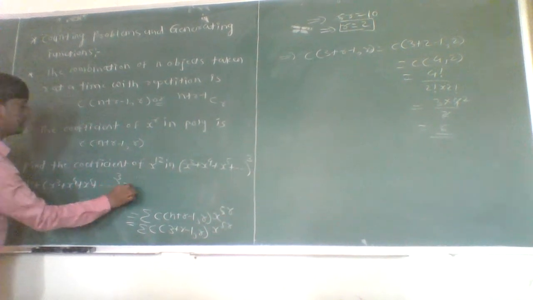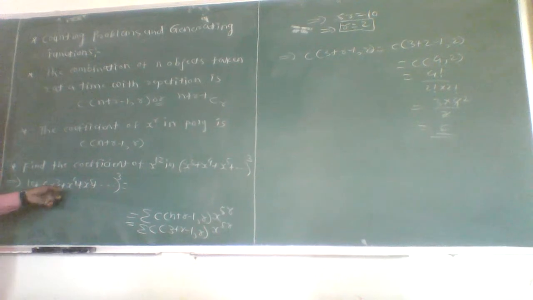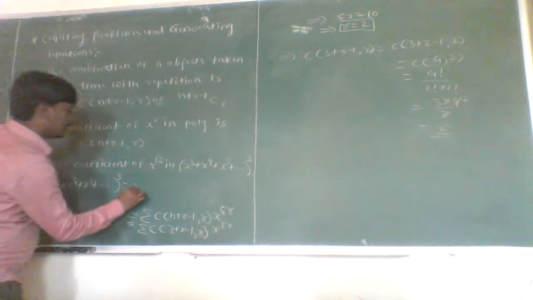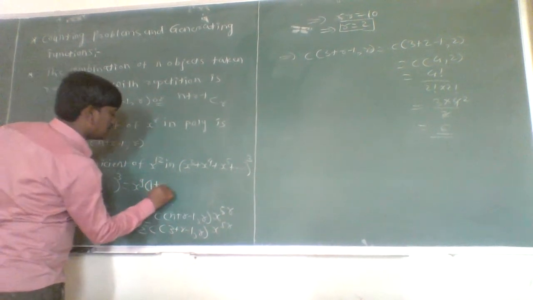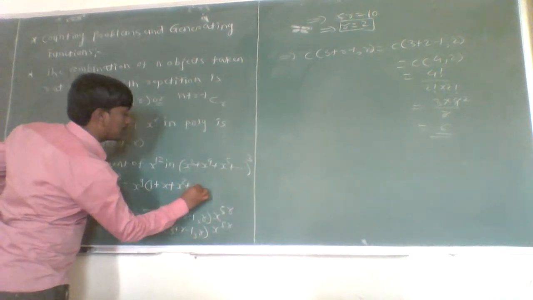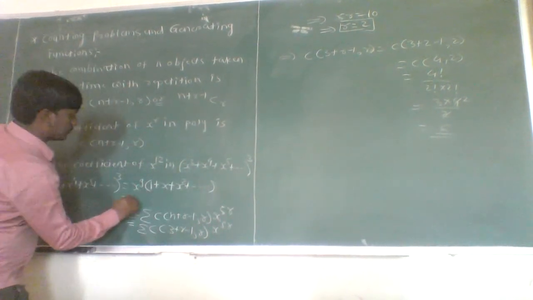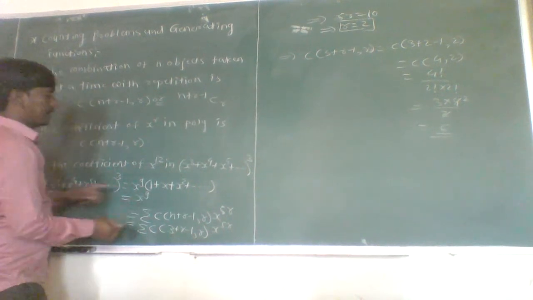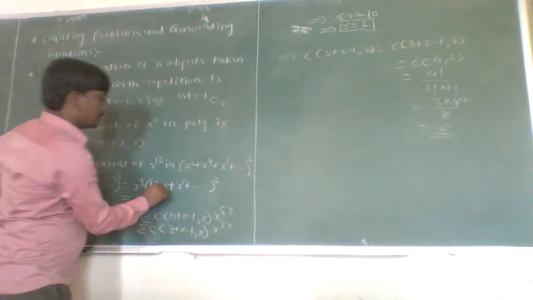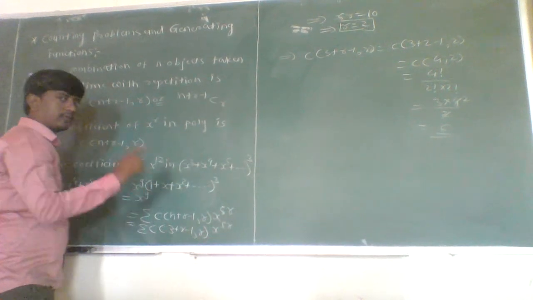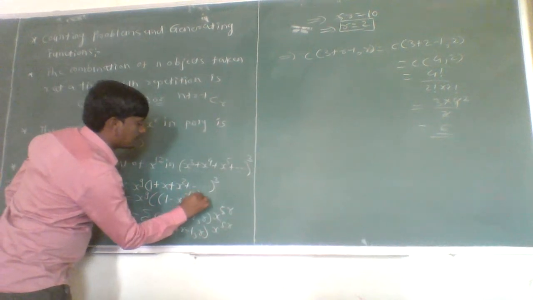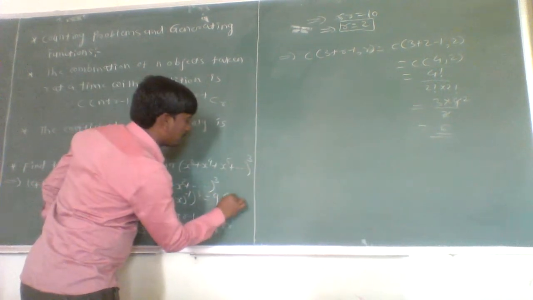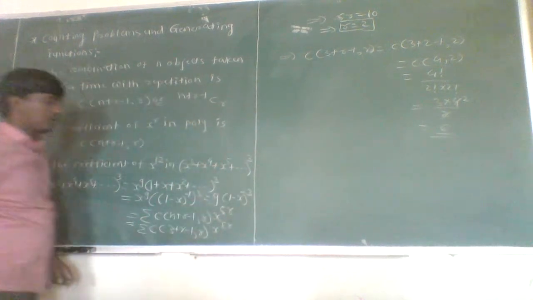Now take x cube common, this x cube raised to 3, which is nothing but x to the power 9, into, if we take x cube common, then we have to divide each term in this polynomial by x cube, therefore which is nothing but 1 plus x plus x square plus and so on. Actually this one is nothing but x to the power 9 into, 1 plus x plus x square plus x cube is nothing but 1 upon 1 minus x, that is 1 upon (1 minus x) to the power 3, which is nothing but x to the power 9 into (1 minus x) to the power minus 3.